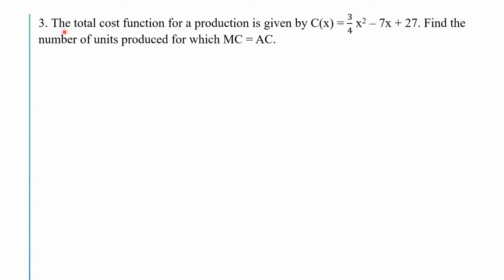Next question, the total cost function for a production is given by C of x is equal to 3 by 4x squared minus 7x plus 27. Find the number of units produced for which marginal cost is equal to average cost. So we have to find the number of units for which the marginal cost is equal to average cost.